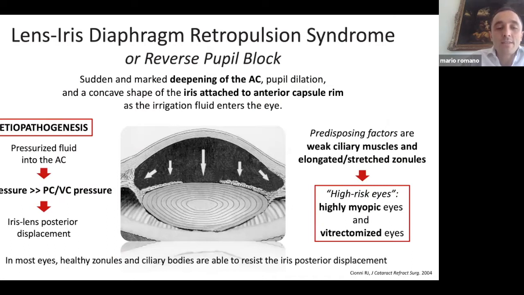The pathogenesis is related to the pressure in anterior chamber, so the pressurized fluid into the anterior chamber because of the phaco probe, and the fluid cannot reach the posterior chamber and the vitreous chamber because the iris and the lens are displaced posteriorly. So the predisposing factors in this case are weak ciliary muscles and elongated and stretched zonula.